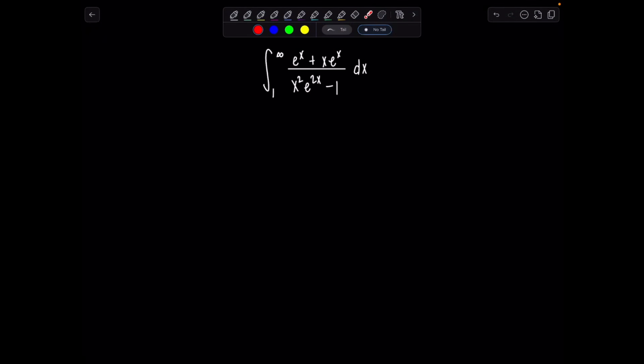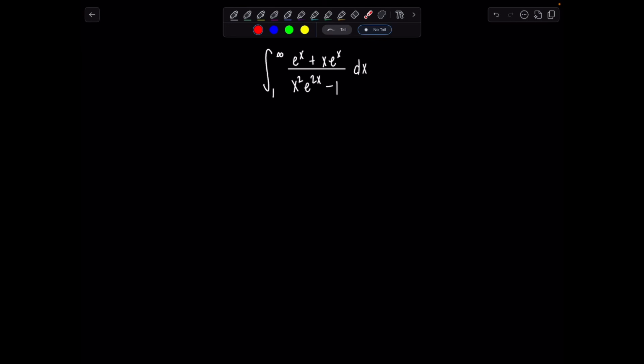Here is your latest integral of the day, and this one comes directly from my favorite retired physicist who sends me the loveliest of integrals. So we have the integral from 1 to infinity of e to the x plus x e to the x over x squared times e to the 2x minus 1 dx. So go ahead, pause the video, try it on your own. I had the best time solving it.